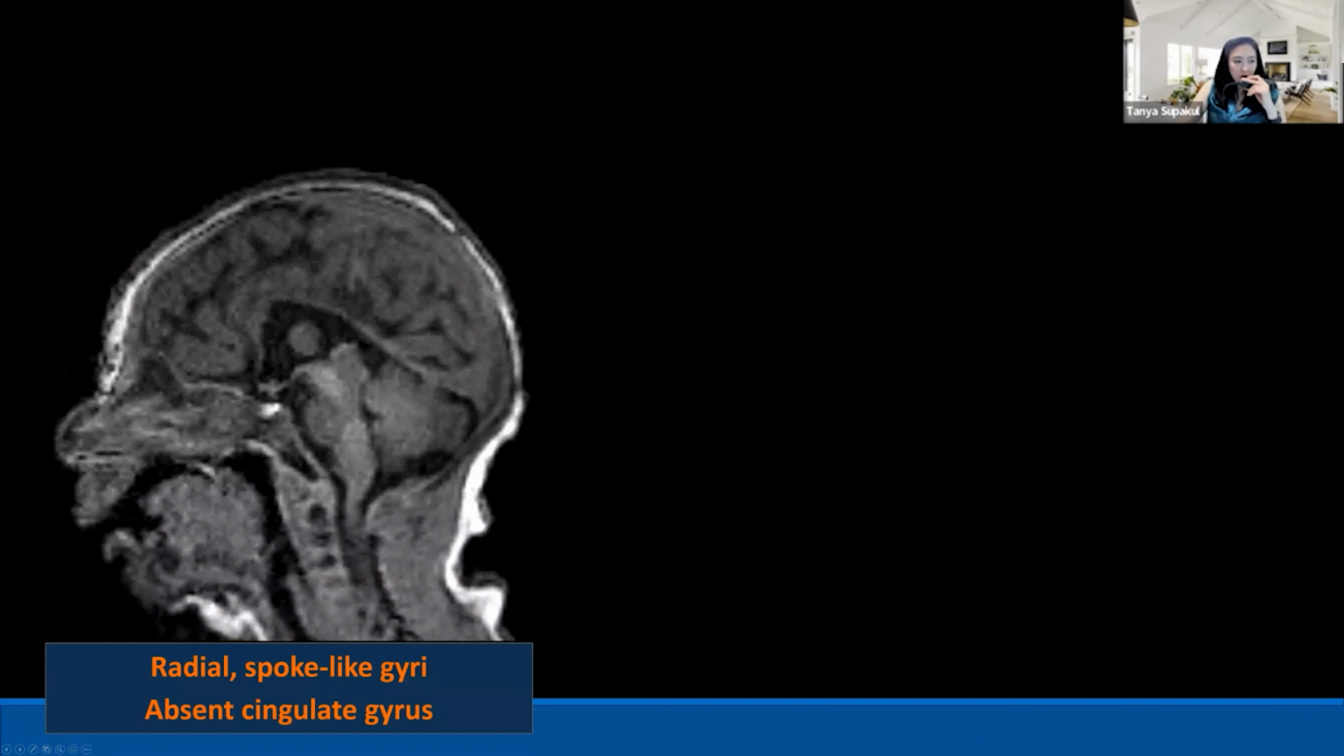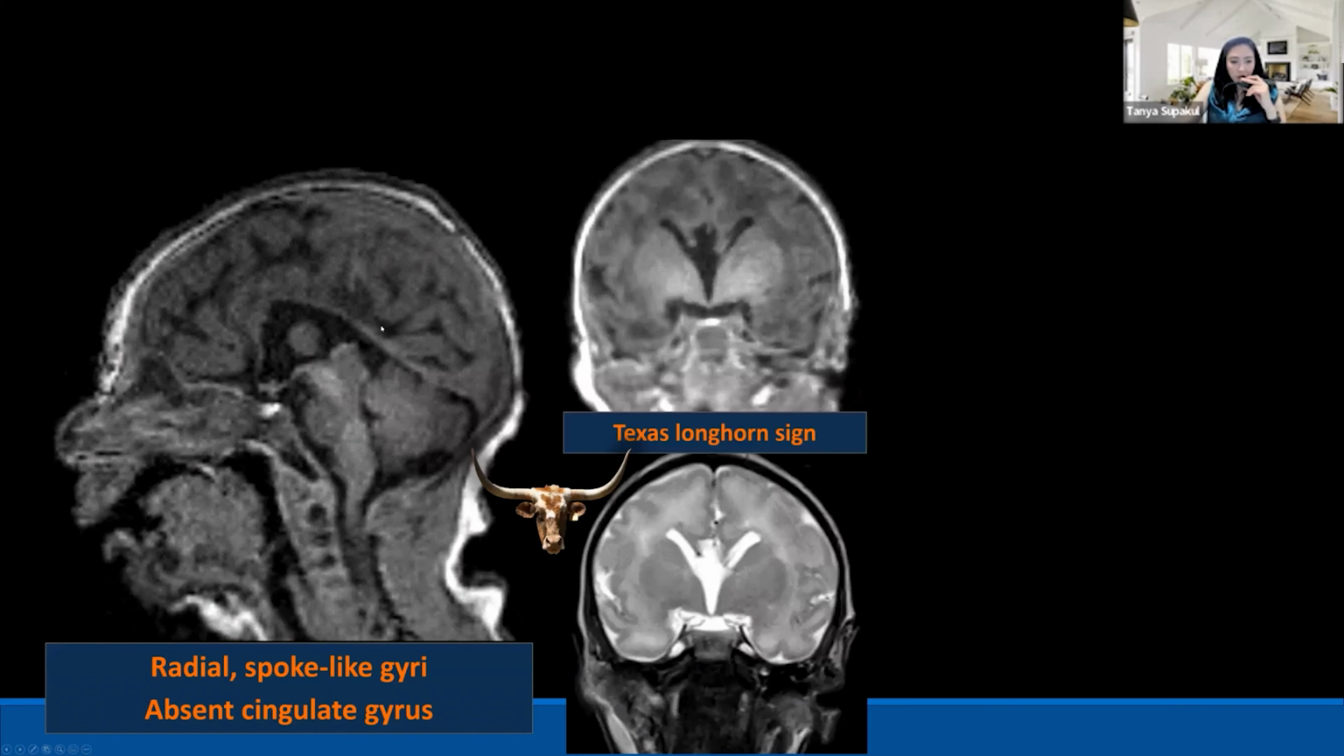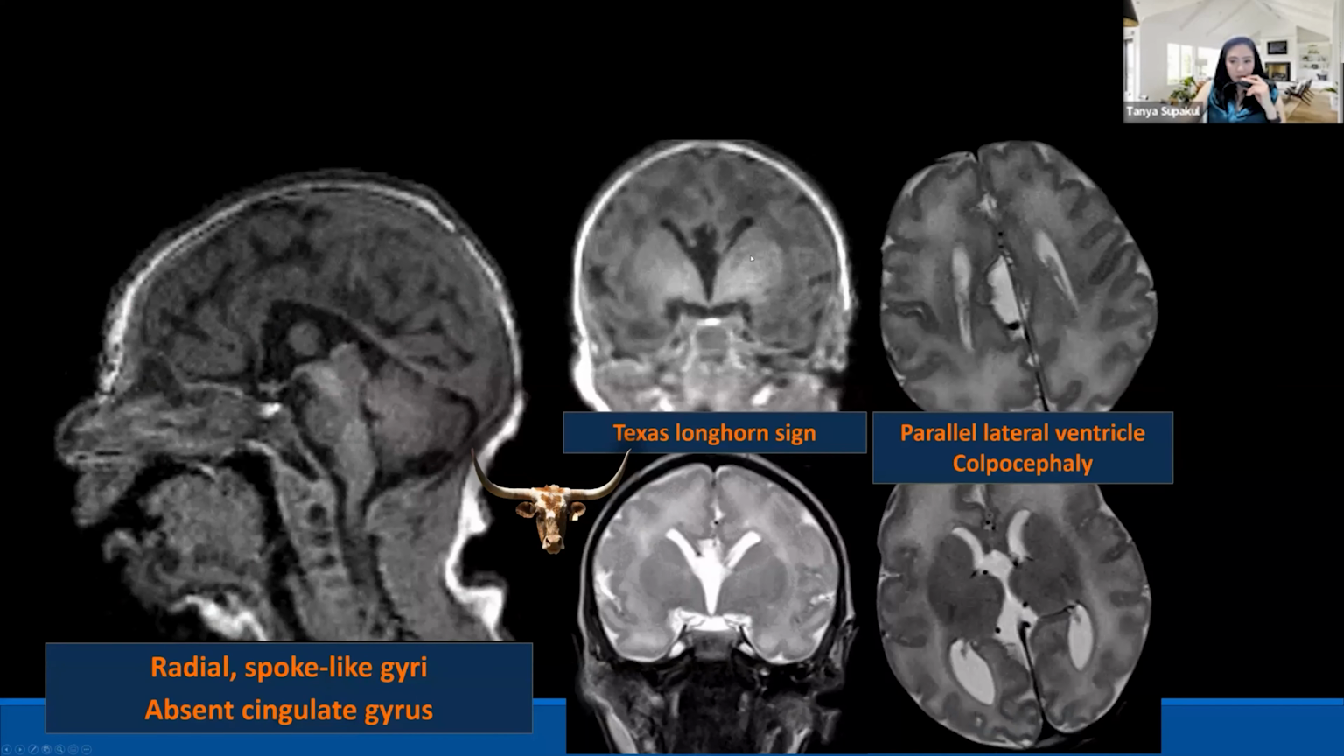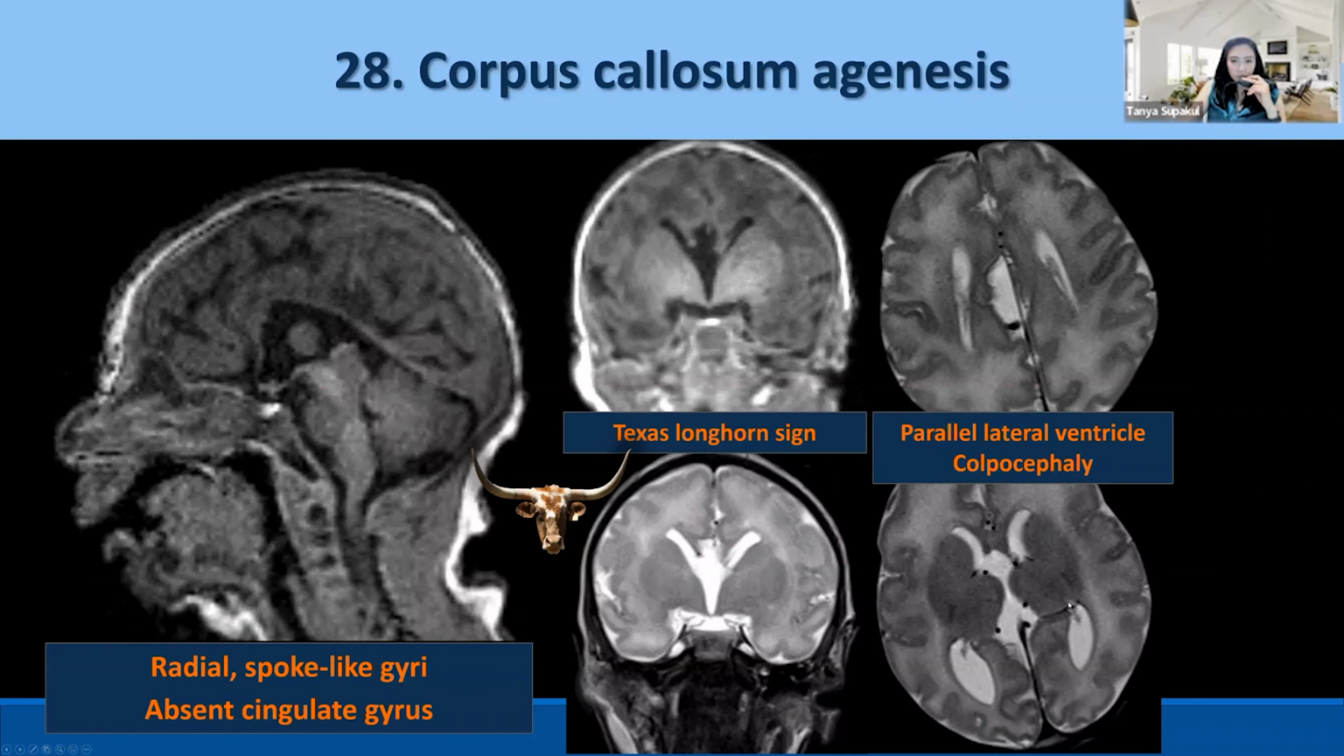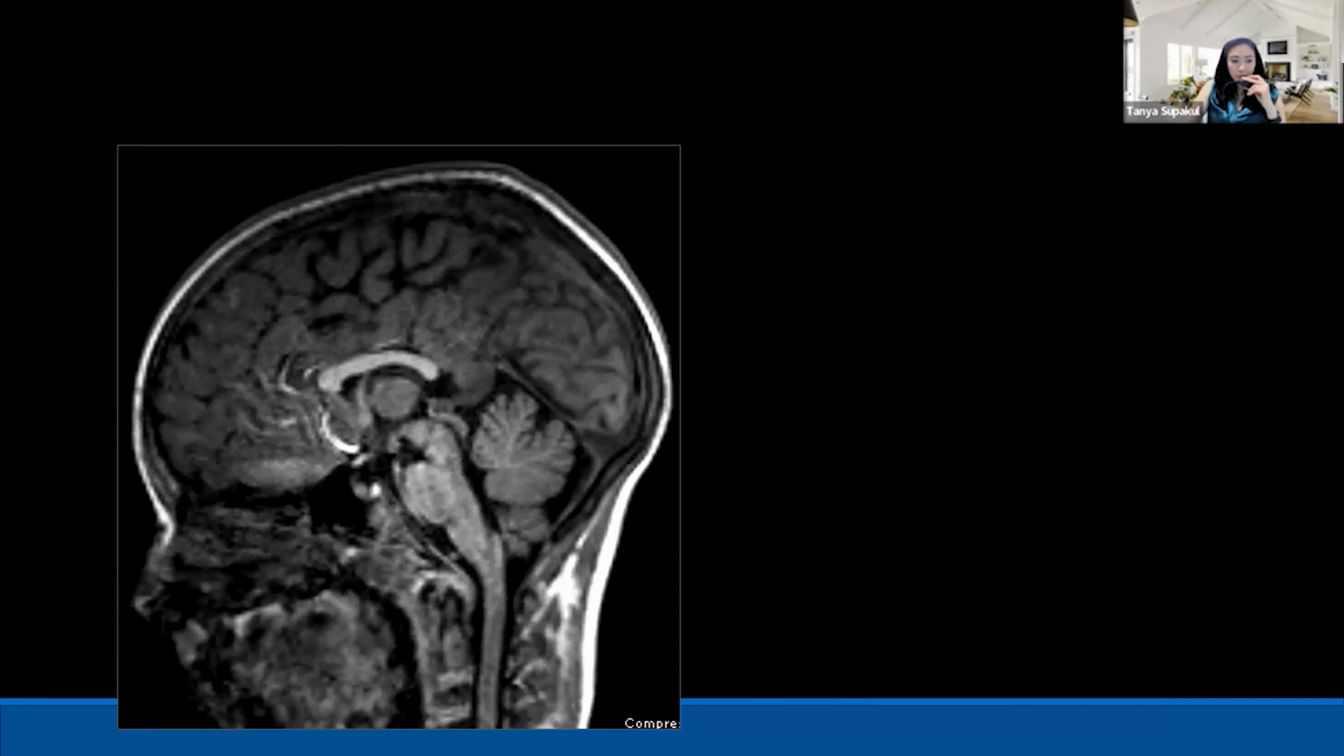So in this patient on the sagittal T1 image, the thing that you can see here is a complete absence, or total agenesis, of the corpus callosum. You can see a radial or spoke-wheel-like appearance at the location that used to have the corpus callosum, or a Texas Longhorn sign, or parallel or colpocephalic appearance of the ventricles. So this is total agenesis of the corpus callosum.